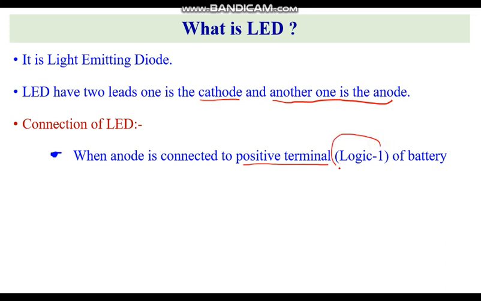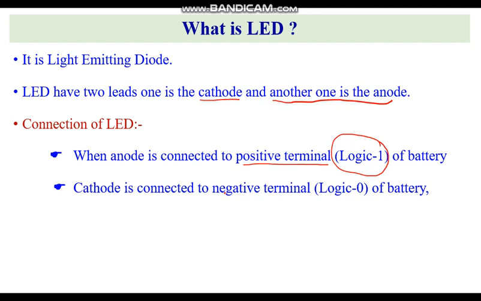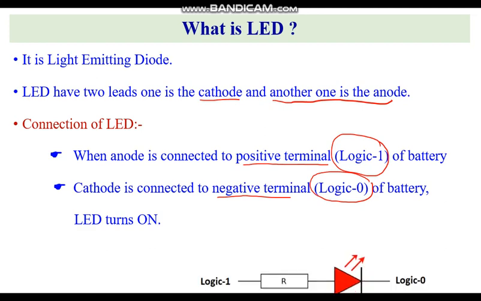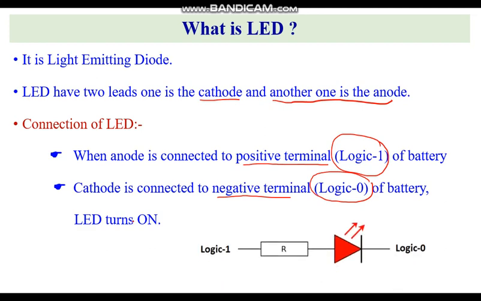That means we are giving logic 1 to the anode terminal, and cathode is always connected to the negative terminal of the battery. So we are giving logic 0 to the cathode of LED. When these two things are satisfied, the LED will turn on. So you can see here we are giving logic 1 to the anode of LED and logic 0 to the cathode of LED. This will turn on this LED.